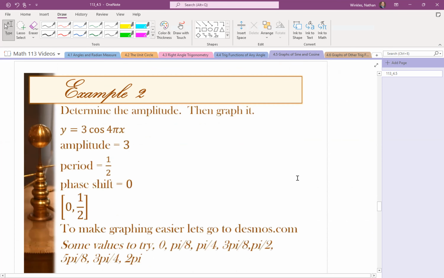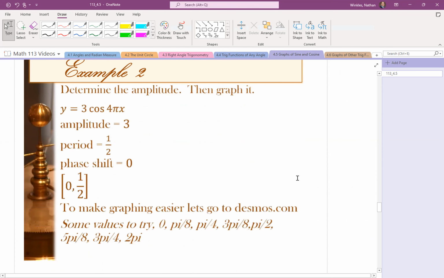We could do the same thing for the following one. Y equals 3 cosine 4 pi over x. So we know in this case, A is 3. B is 4 pi. C is 0. My amplitude is the absolute value of A, which is 3. My period is 2 pi over B, which reduces to 1/2. My phase shift is still C equals 0 because that's C over B. 0 over 4 pi is still 0.